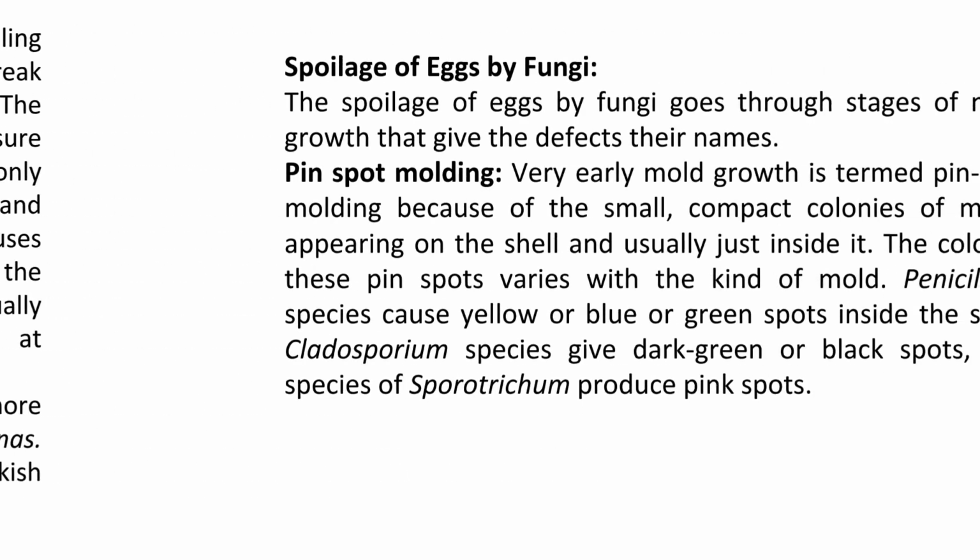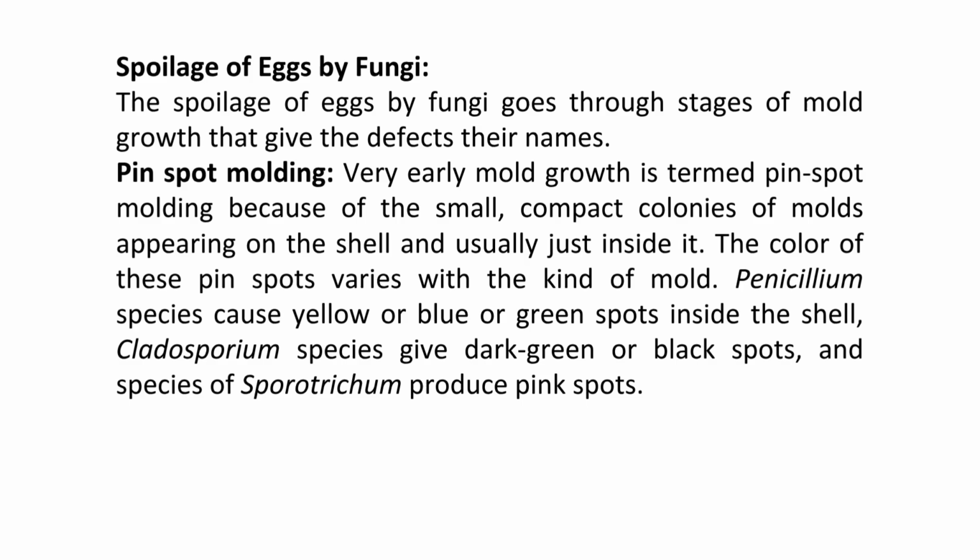Now let's look at spoilage of eggs by fungi. The spoilage goes through stages. Pin spot molding appears as small, compact colonies just inside the shell. Penicillium causes yellow, blue, or green spots. Cladosporium gives dark green or black spots, and Sporotrichum produces pink spots.